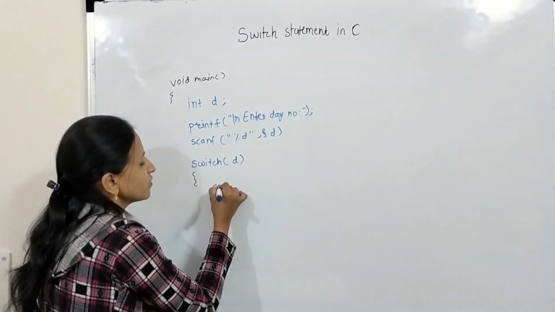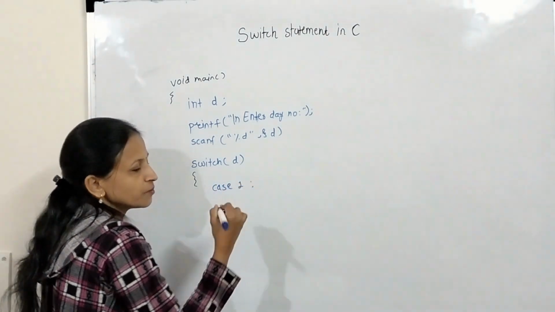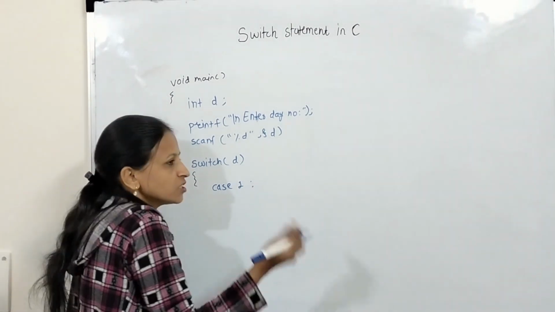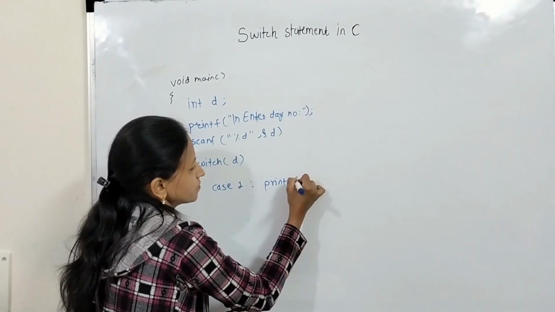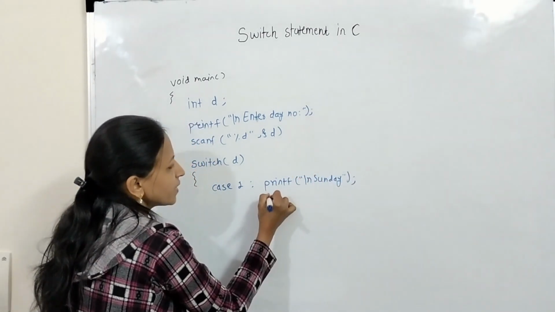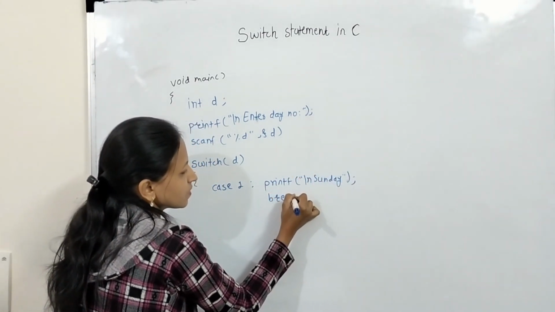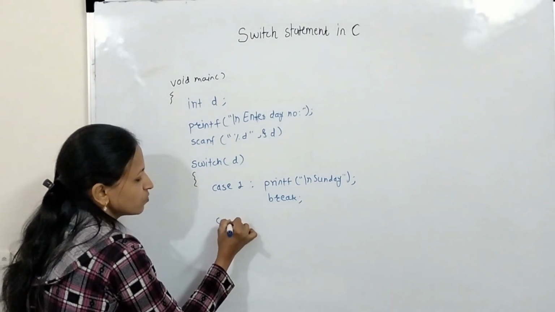The first case we will write like case 1. Here what should be displayed? Sunday. How to display? Using printf. Just write here printf Sunday. Then break. Then case 2 we have to write.